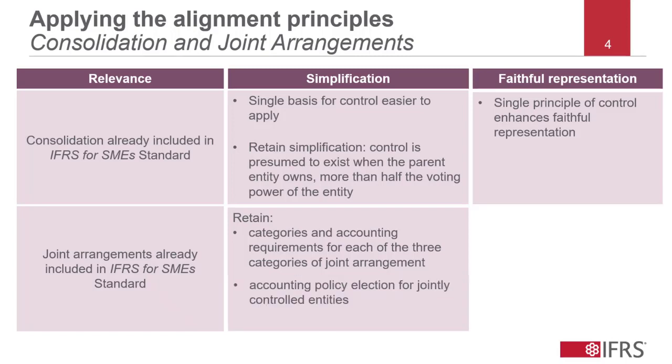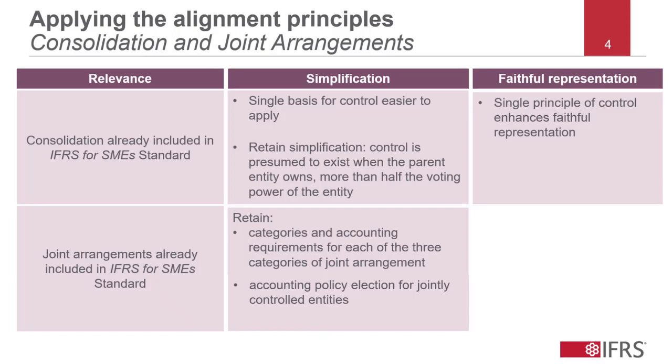In the IFRS for SMEs Standard, Section 15 permits an entity to account for its interest in jointly controlled entities using the cost model, the equity method, or the fair value model. In contrast, IFRS 11 requires the equity method for joint ventures. The accounting policy election for jointly controlled entities was introduced when the board developed the IFRS for SMEs Standard because SMEs experience difficulty applying the equity method and because fair values are relevant for lenders. It was therefore a simplification.